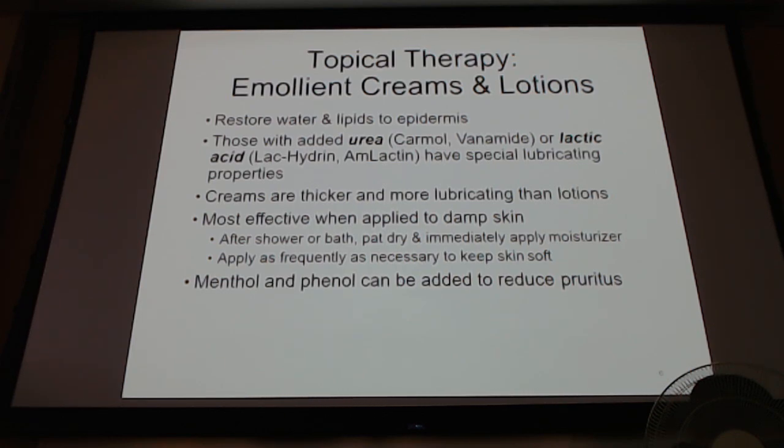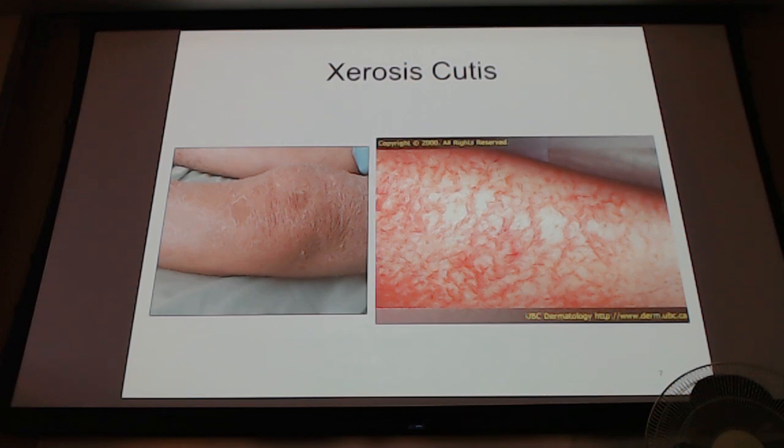Most effective when applied to damp skin. So after they get out of that shower, after they get out of that bath, don't take all of the water away. Pat it dry, but we want to have some of that moisture to help it get in there. And of course we want to apply it as frequently as necessary. Menthol and phenol can be added to reduce the itching. So that's that stuff that just helps to take away some of that itch. So that's that dry skin stuff.